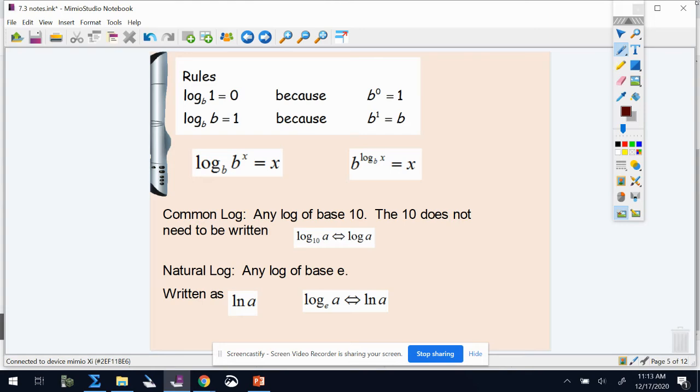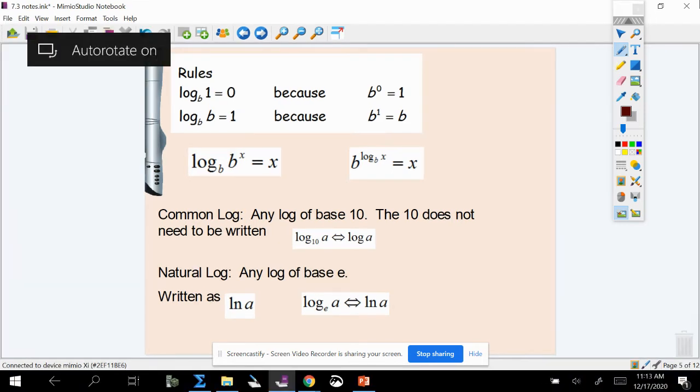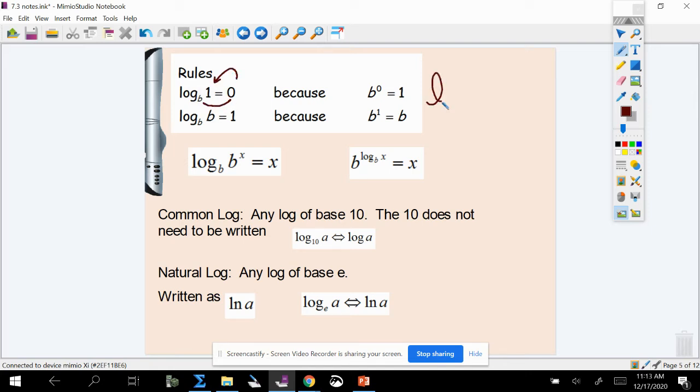We have a couple really basic rules, and then we're going to talk about some special logarithms. With our basic rules, we have a rule that says that no matter what the base is, log base b of 1, you always get 0. And the reason is because any number to the 0 power equals 1. So if I asked you, what's the log base 53 of 1? It's going to be 0, because anytime you're taking the log of 1, no matter what the base is, you get 0.